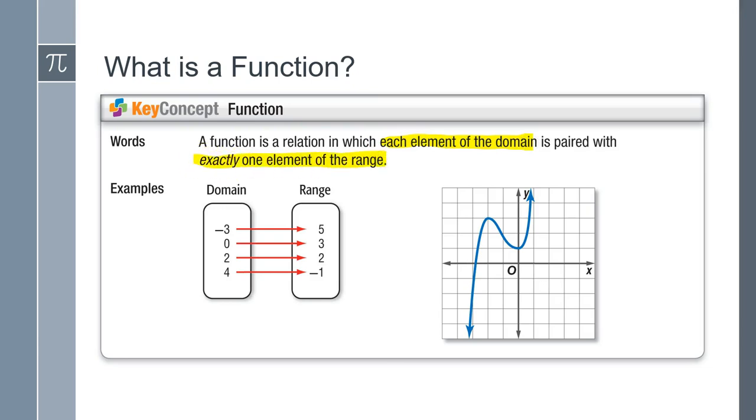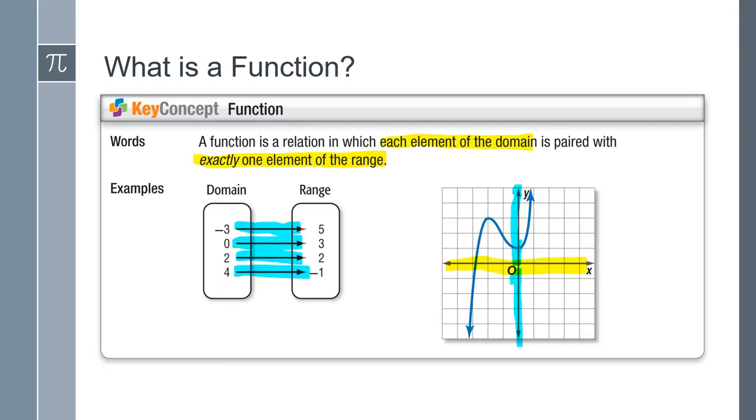So a domain, as you learned yesterday, is the input. It is your x values here. Your domain is all of your x's, whereas your range is all of your outputs. So that would be all of your y values here. That is what your range is. So you can see here in this example for this map, your domain is mapping exactly one value to your range. So these are two representations of this.